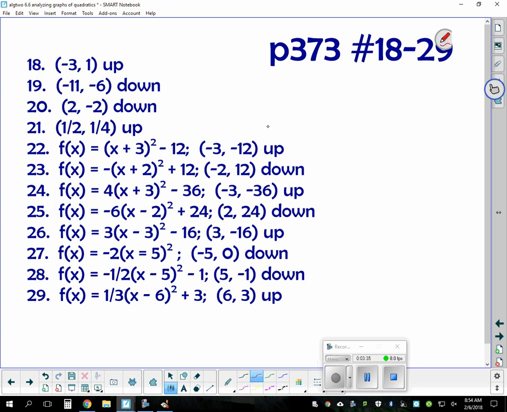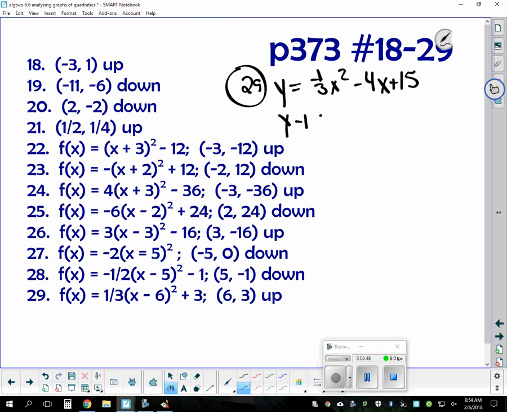Yes, sir. 29. Okay, what was it? Y equals 1/3 x squared minus 4x plus 15. Sounds fun. All right, so first you're going to move the 15 over. And then you're going to have to factor what out? 1/3. So what is -4 divided by 1/3? Right, because that would just be -4 times 3, right? Same thing. So -12.